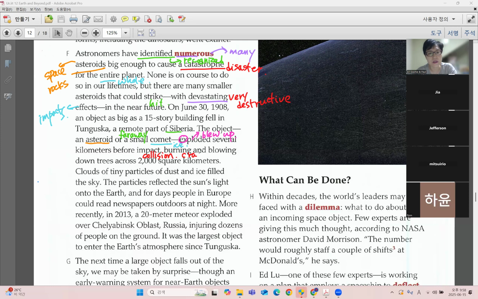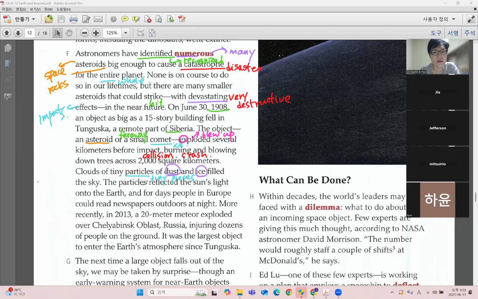It means crash. Burning and blowing down. Exploding. Blowing down trees across 2,000 square kilometers. When did it happen? 1908. And clouds of tiny particles. What are the tiny particles? Tiny pieces. Dust and ice. You know that it was from a comet. Dust and ice fill the sky.